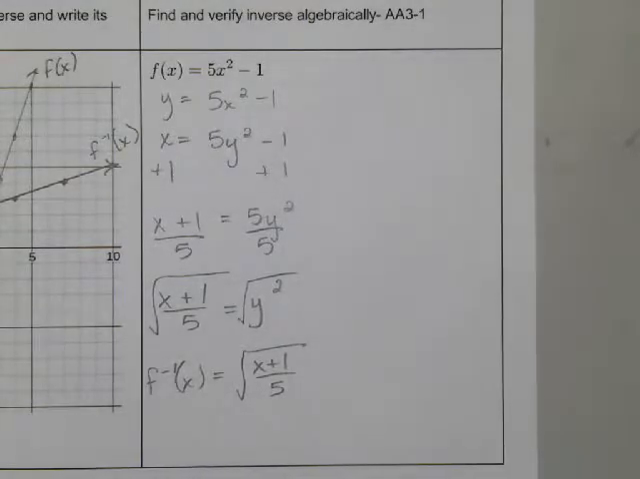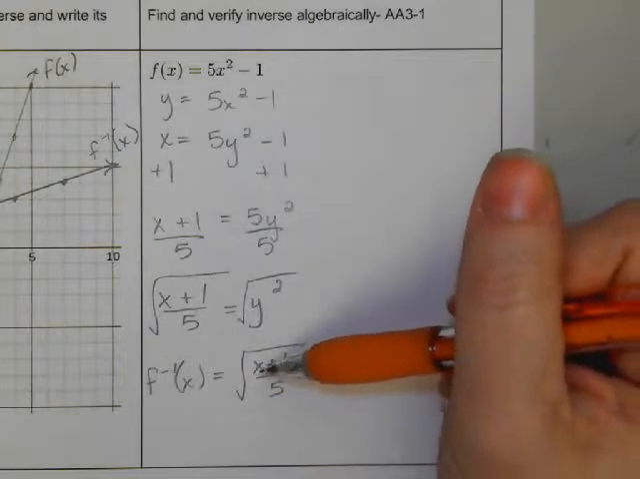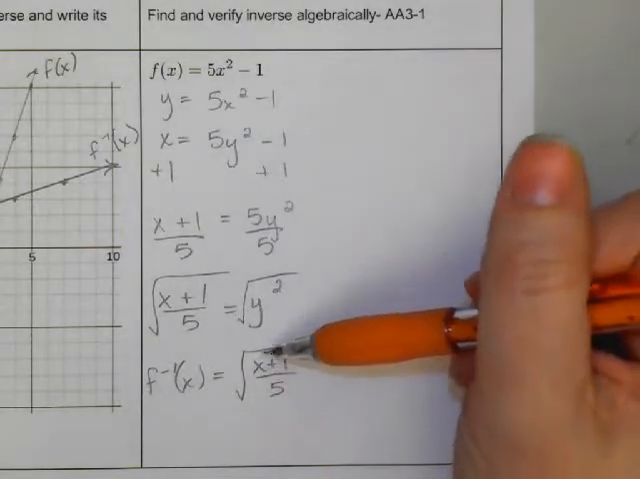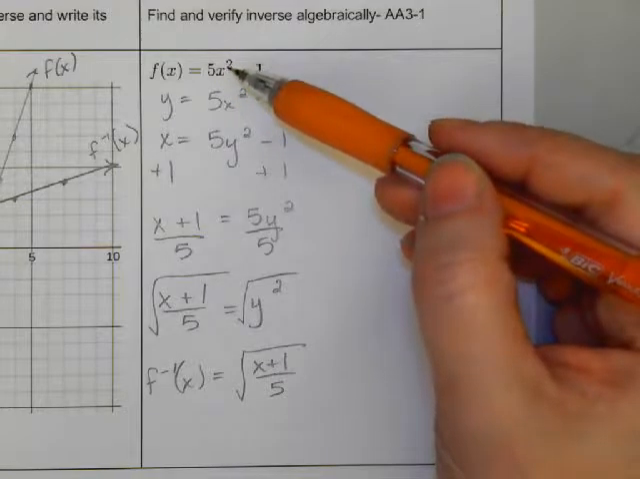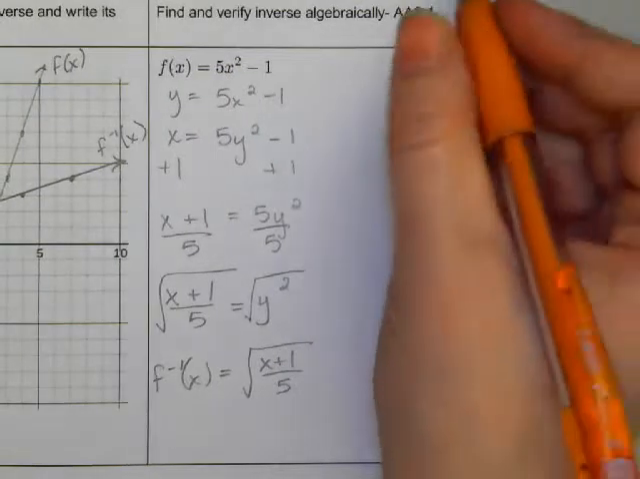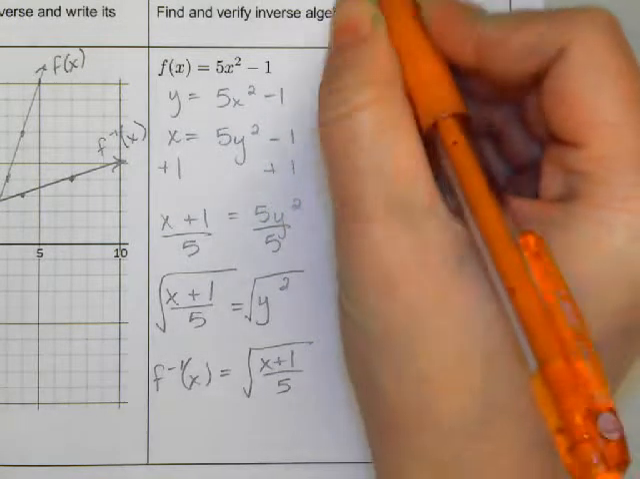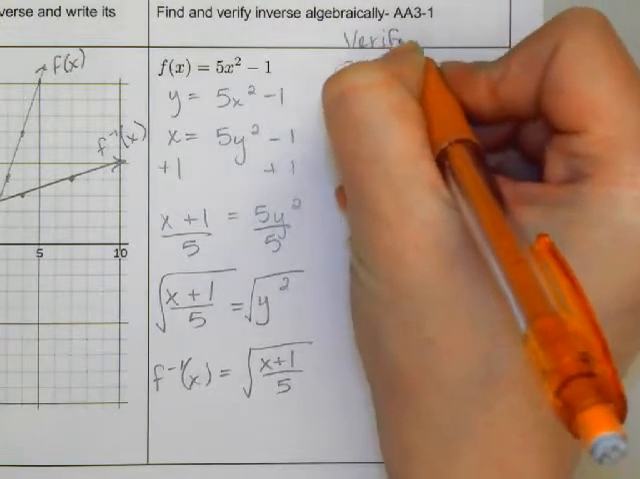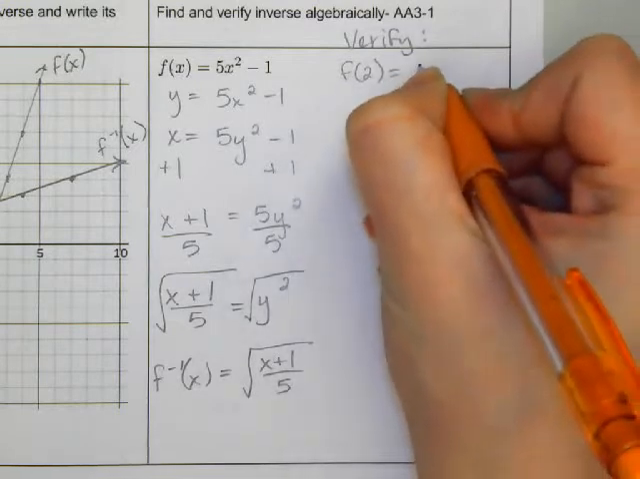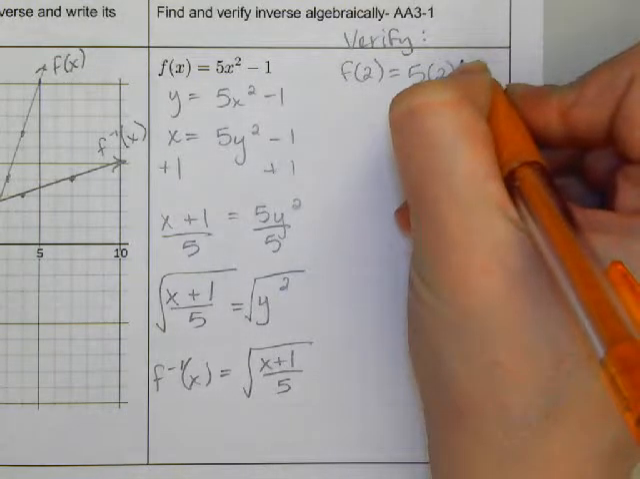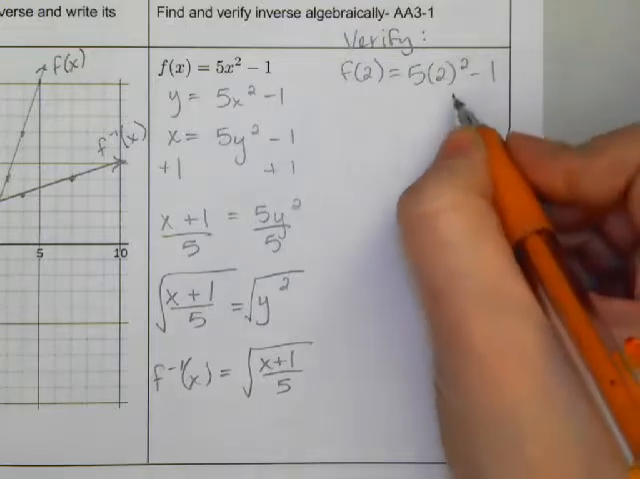To verify, you can pick any number to put in for your x, and we'll run that through that process. I can pick a number here, but it's going to be a little trickier to find one that comes out as a whole number, so I'm going to start by putting something into the original. I'm just going to go with 2. So f of 2, this is my verification, equals 5 times 2 squared minus 1.